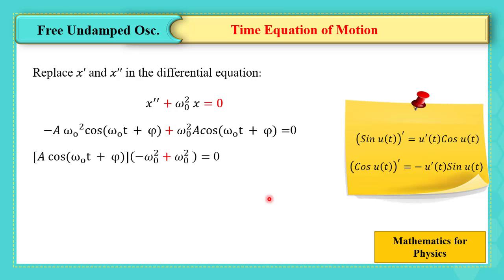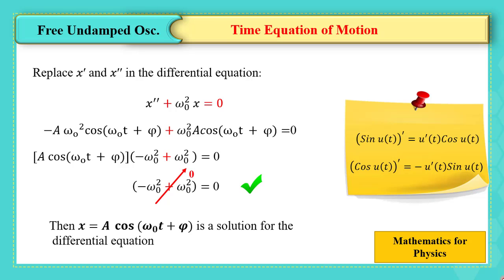Now take common a cosine omega 0 t plus phi. What happens? We have minus omega 0 squared plus omega 0 squared, which is 0. And in this case, we say that it is verified, and a cosine omega 0 t plus phi is a solution for the differential equation. Now it's your turn to try to use the same verification for x equals a sine omega 0 t plus phi.